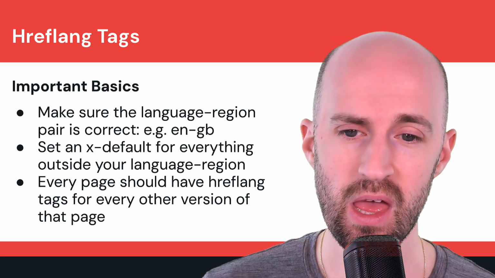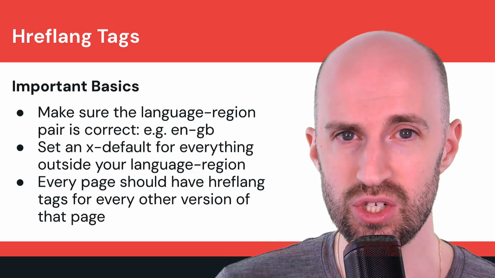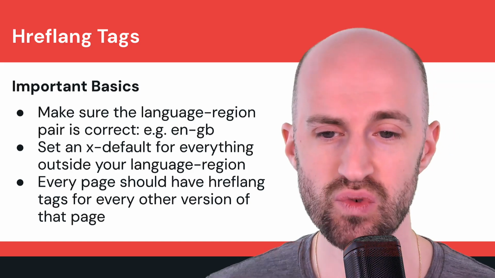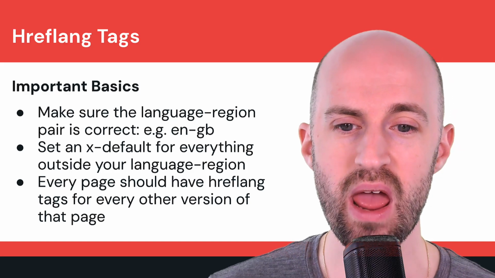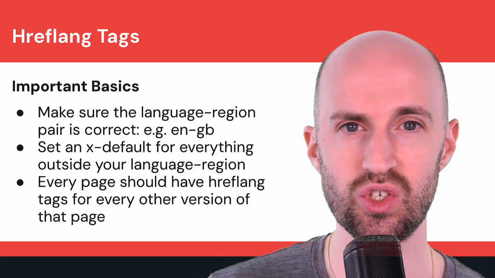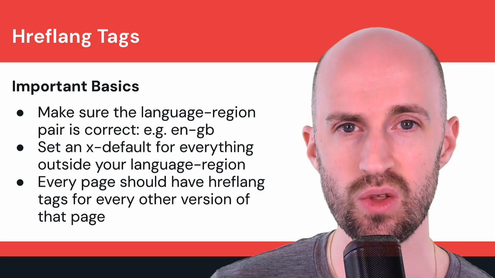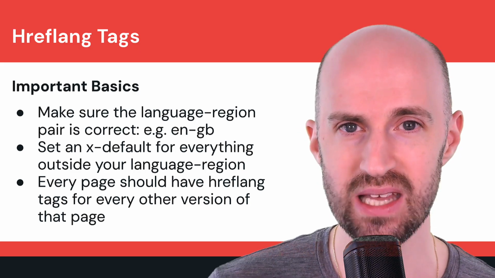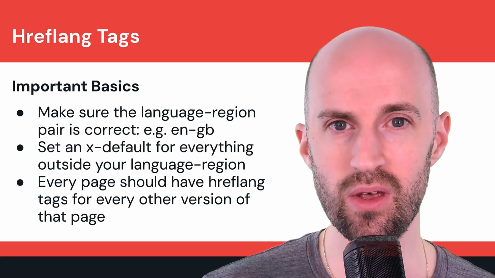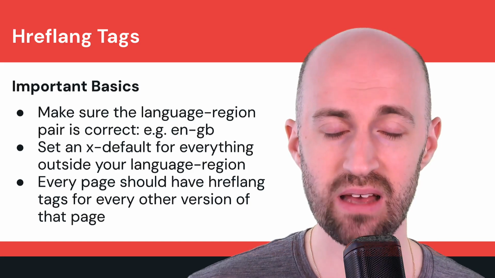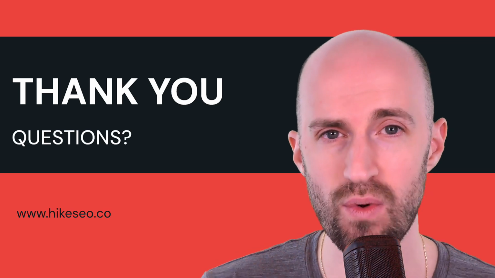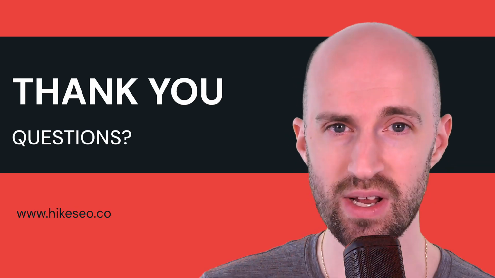Every page that you have on your site, if you have a multilingual site, should have hreflang tags for every other version of that page. So let's say page A has 2 other language versions, so page A has to have itself and those other 2. Page B has to have itself and the other 2, and page C has to have itself and the other 2.